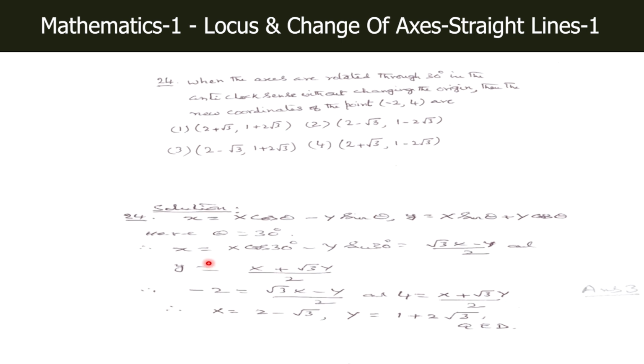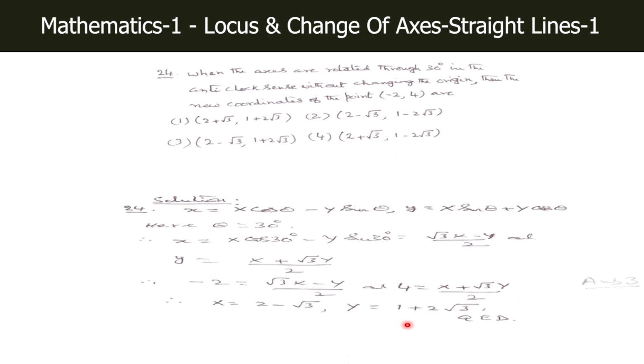So, therefore, small x is equal to X cos 30 minus Y sin 30, which is root 3 capital X minus capital Y by 2, and y is equal to capital X plus root 3 capital Y by 2. Now, small x is given to be minus 2 and small y is given to be 4. So, therefore, capital X is 2 minus root 3 and capital Y is equal to 1 plus 2 root 3. Answer is 2 minus root 3, 1 plus 2 root 3, which is nothing but option 4.